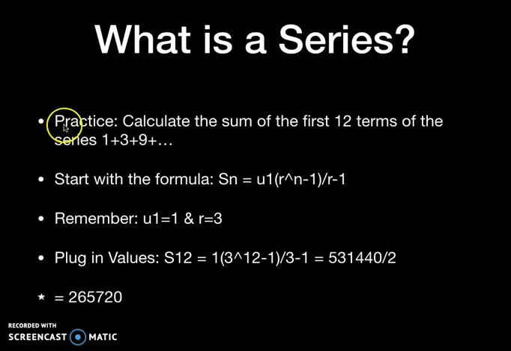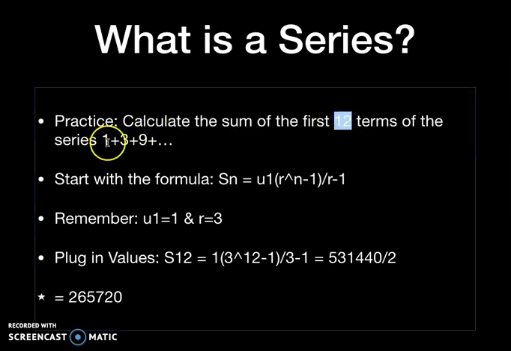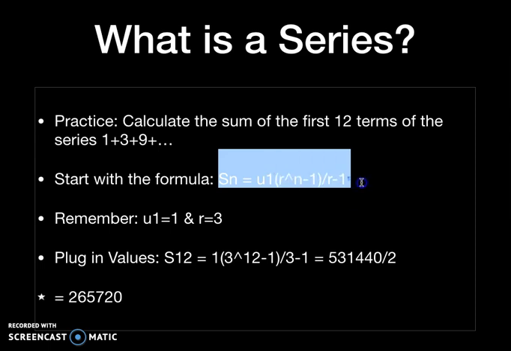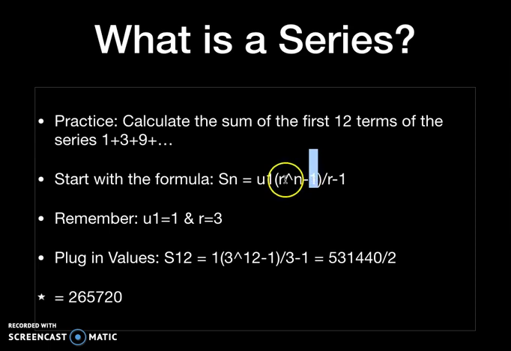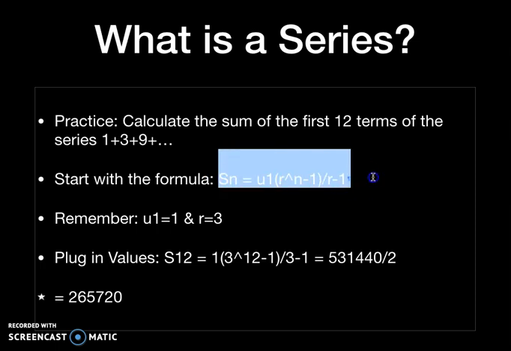Okay, so this is the geometric series, and it says calculate the sum of the first 12 terms of the series 1 plus 3 plus 9 plus, and so on and so forth. Here you have our formula again, which is Sn equals u1, open parentheses, r to the n minus 1, close parentheses, divided by r minus 1. Remember that this can be changed so that the r to the n and the 1 swap places in the numerator and denominator, but we're just going to stick with the one I had before, because it's not really that much difference.